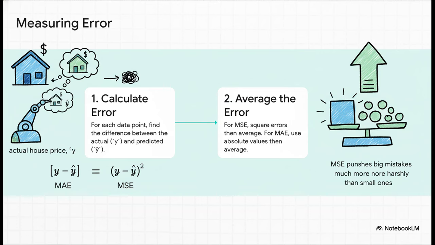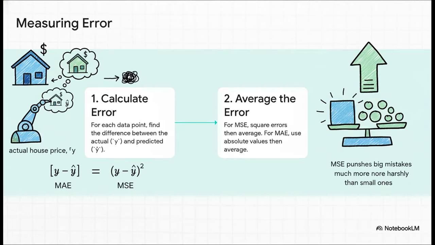The error is -10K. Now, for MAE, mean absolute error, you just take the average of the absolute values. So the absolute of 20K plus the absolute of -10K divided by 2, that's an average error of 15K. But for MSE, mean squared error, you square the errors first.